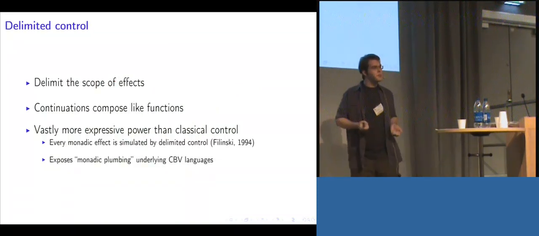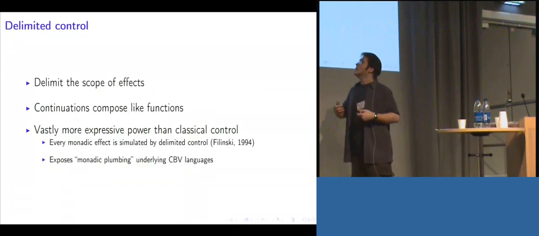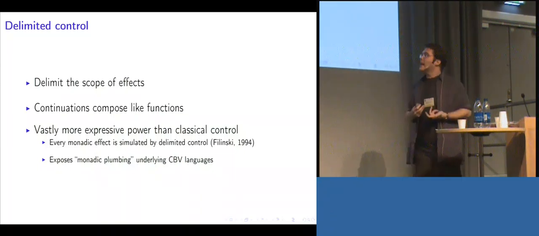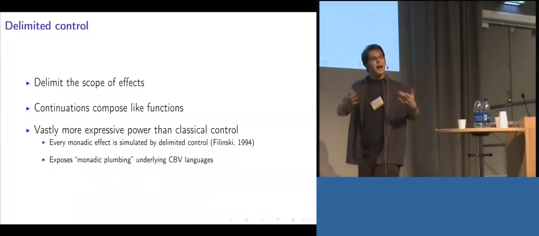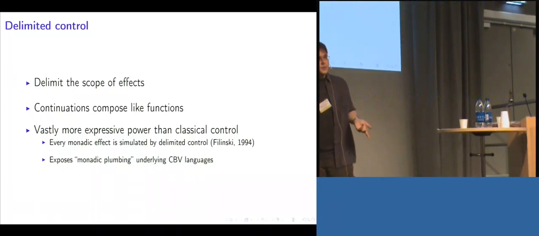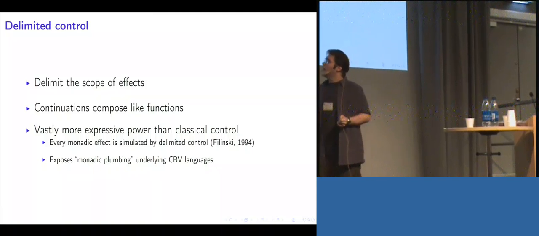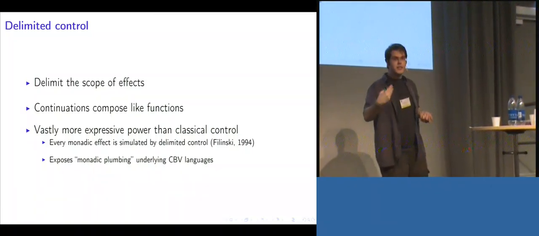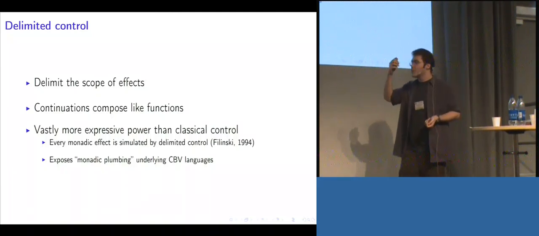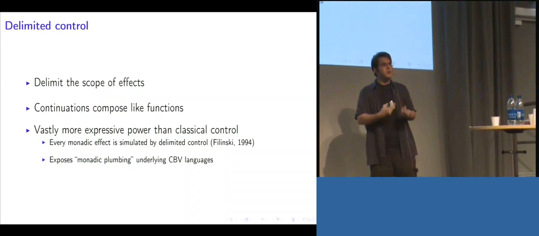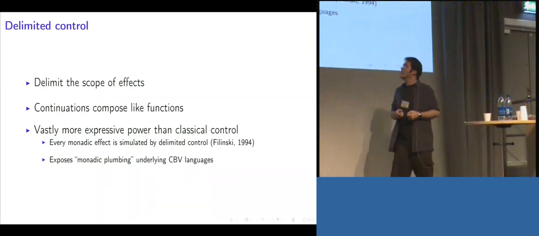And then we're going to get a little bit more advanced and go to delimited control. And so the change here is that we're able to bound or limit the scope that a control effect actually has over the program. And we'll also find that the continuations that it gives us, I mean, this is the other way to refer to it, they compose meaningfully like functions. They return results and we can do things with them.